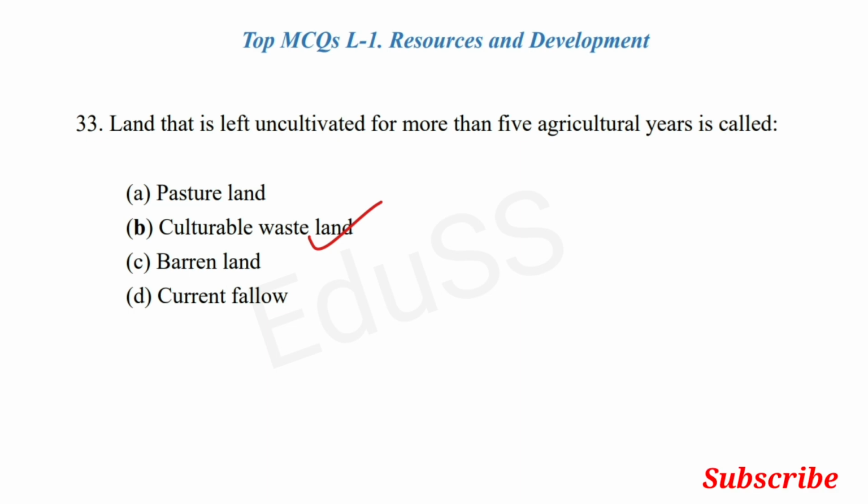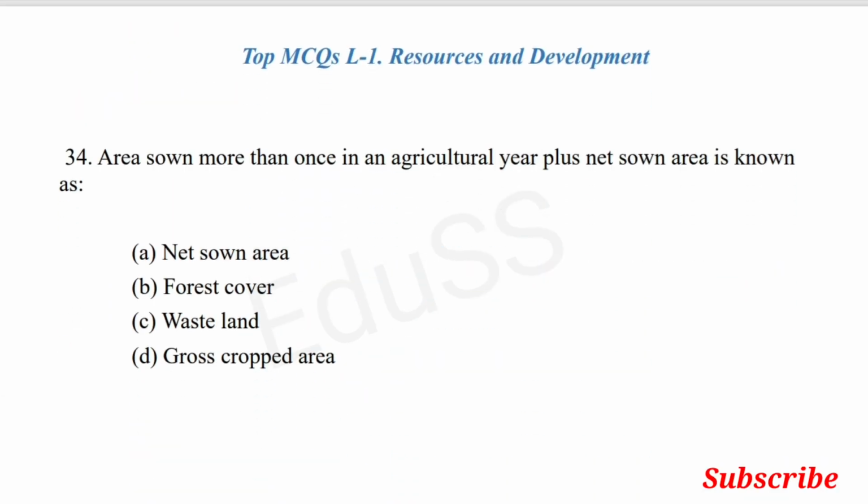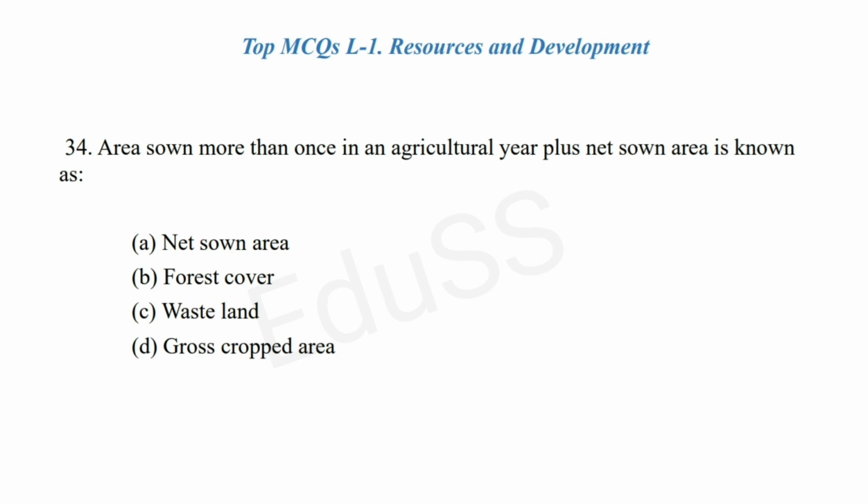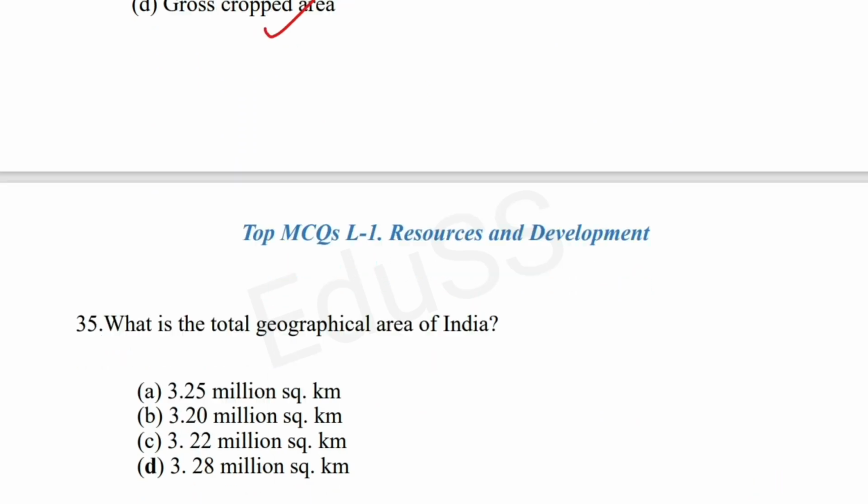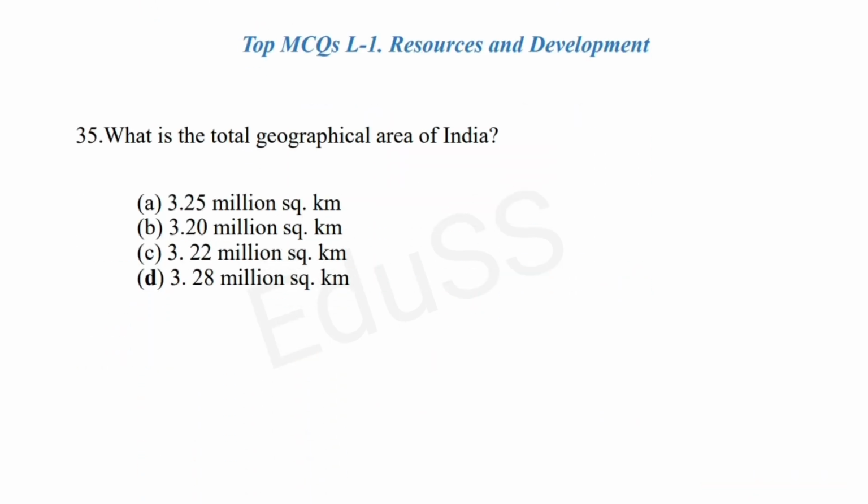Less than 1 year, current fallow land. More than 5 years, it is cultivable wasteland. Less than 5 years, it is other than the current fallow land. So do remember this. Next, area sown more than once in an agricultural year plus net sown area is known as gross cropped area. Next, what is the total geographical area of India? The total geographical area of India is 3.28 million square kilometers.